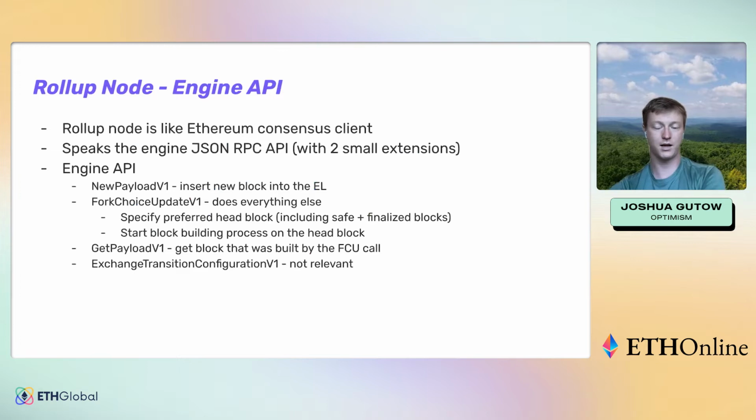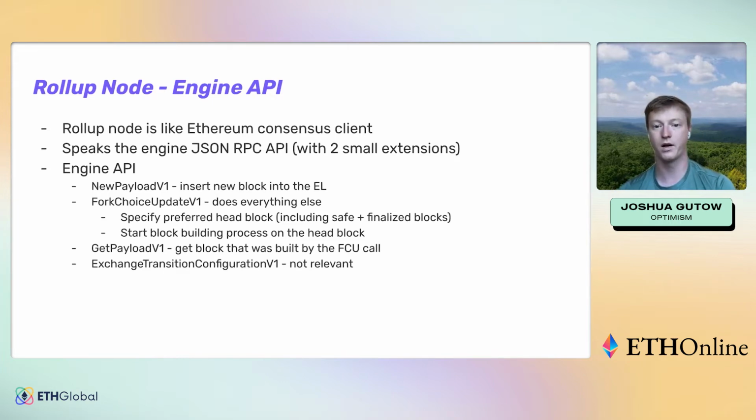Getting into the details of this engine API, which is what connects the OP node to OP-Geth. It has two extensions to some of the payload attributes, so we have two more fields when calling fork choice update, but the rest is basically the same. The engine API is actually really simple. There are 4 calls, one of which we don't use at all because we don't have a transition, so it's not relevant. The new payload call just inserts a new block into the execution layer. Simple.